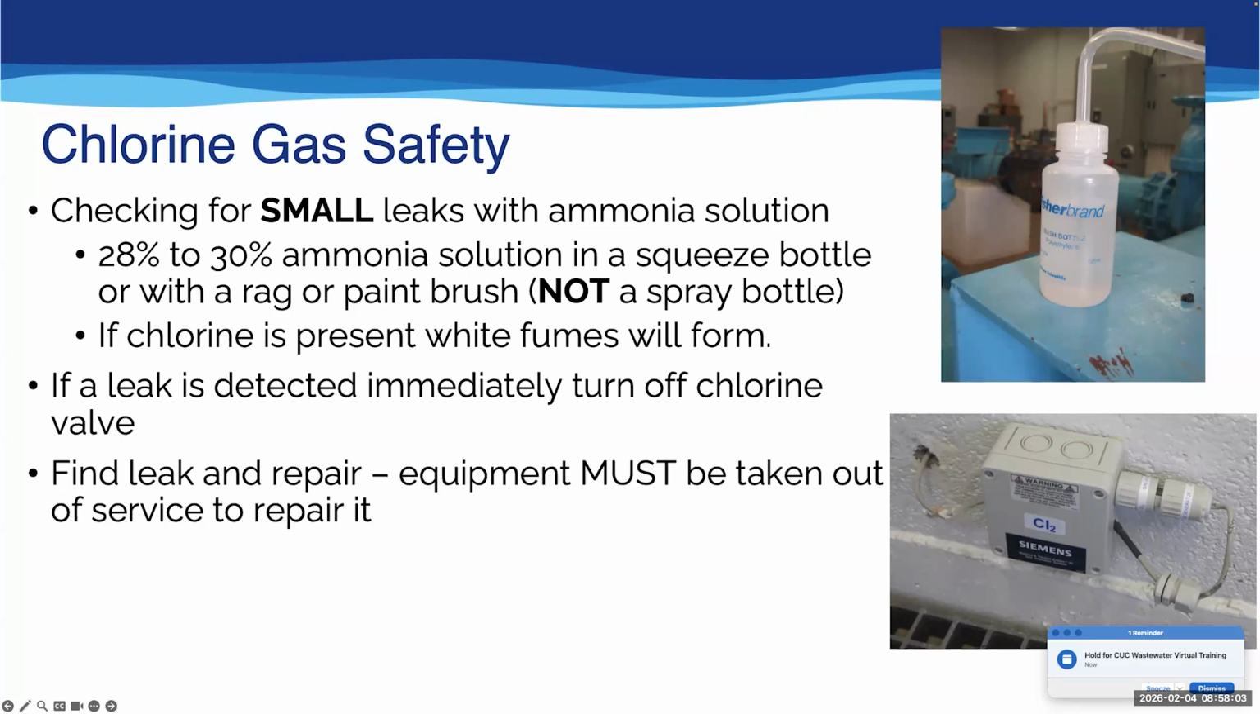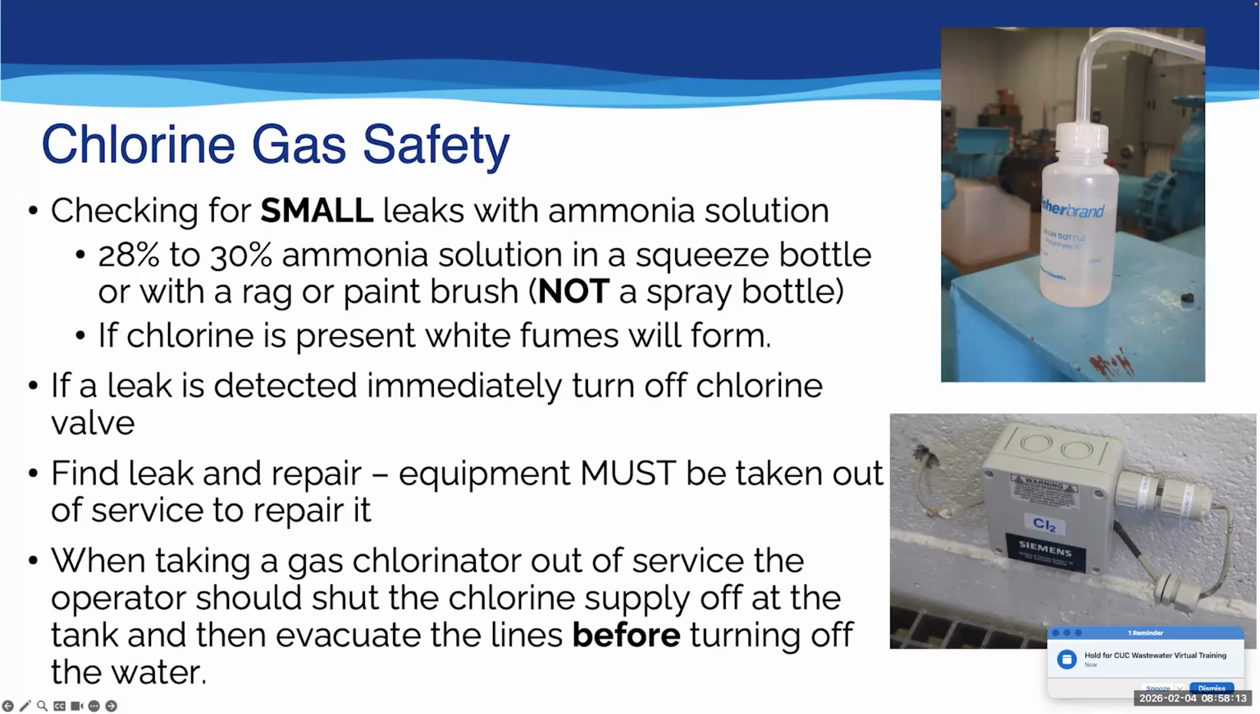It's really important to find leaks and repair them quickly, but you have to take the equipment out of service to repair it. Chlorine leaks are not the kind of thing that you can repair while they're under work. So there's a whole process around this, but basically you're going to want to shut off the chlorine supply. You're going to want to evacuate the lines and then turn off the water, because anything that's left in the lines is going to vent out into the air, which is going to, again, cause the problems.